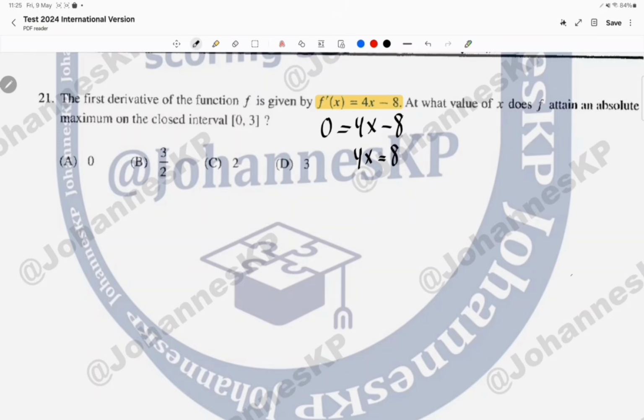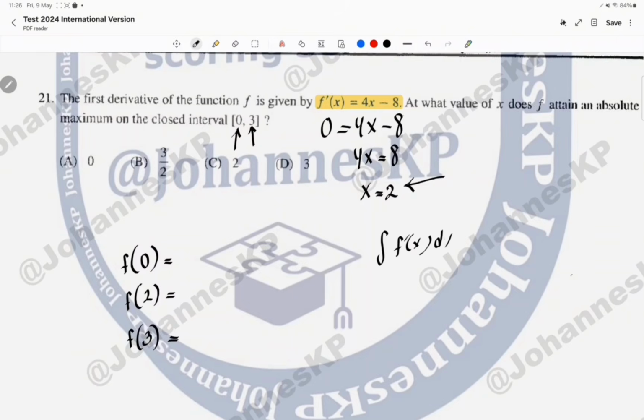So 4x is equal to 8, x is equal to 2. You must now do what? You must now assess those 3 points. What 3 points? x of 2, x of 0, x of 3. So I must do f of 0, f of 2, f of 3. You must plug them in the f. But guess what? We don't have the f. We only have the f prime. How do you go from f prime to f? You have to integrate f prime to get f.